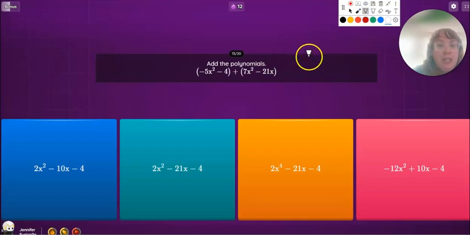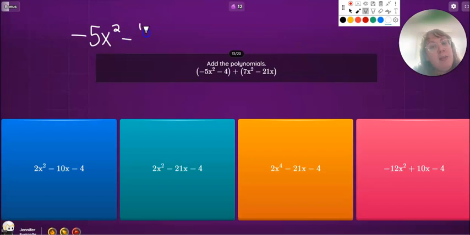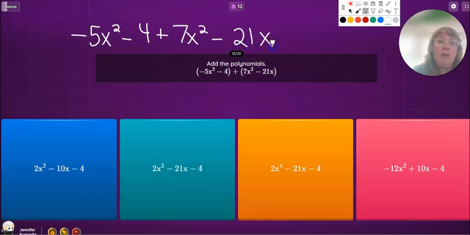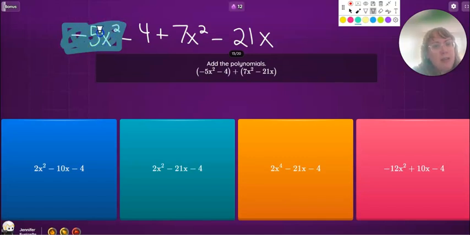Question 13, add the polynomials. So we have a -5x squared minus 4, and then we're adding a 7x squared minus a 21x. So as we combine our like terms, we have this negative 5x squared, and that can be combined with the positive 7x squared.